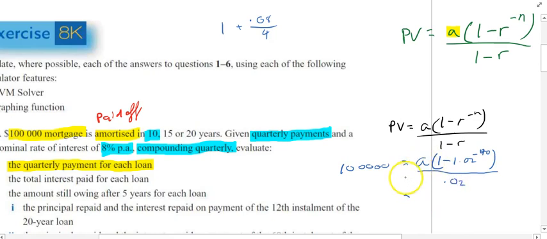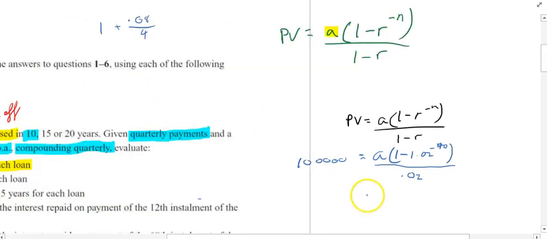So I'm trying to find A. This is all about cross multiplication. So the 0.02 is going to come up to the top here. So it's going to be 100,000 divided by 0.02. Oops, that's bad. All right, trying again.